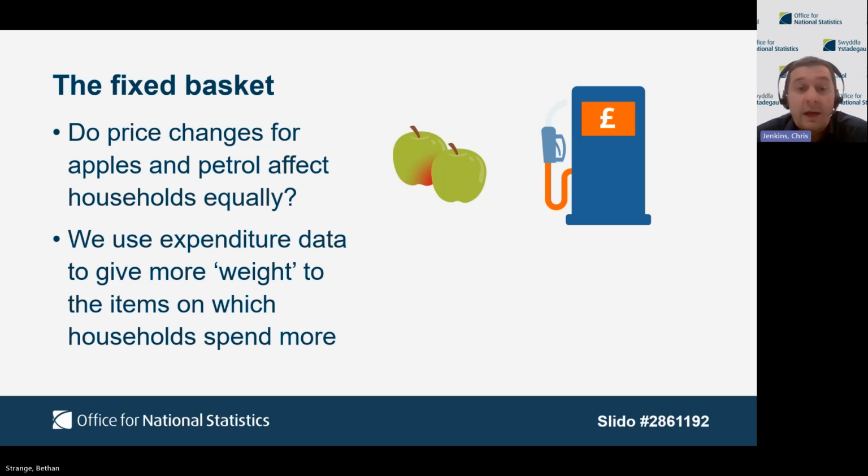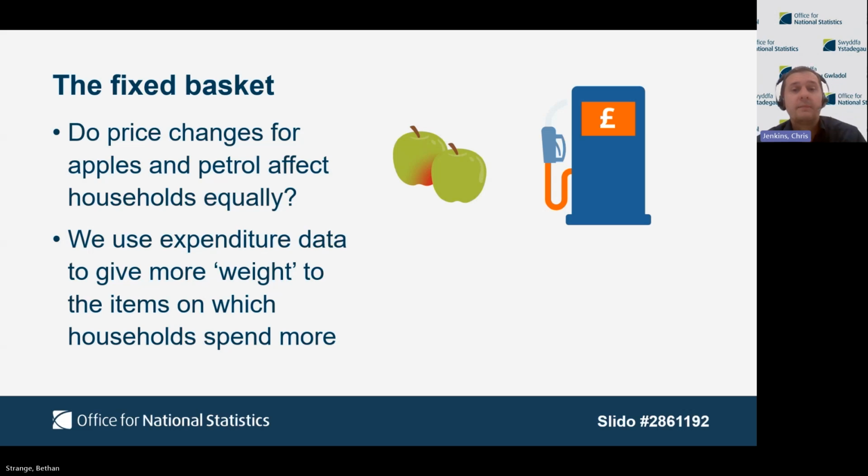We try to reflect the relative importance of what people consume within our virtual basket by the use of weights. So for example, if we spend more on one item than another, such as spending more on petrol than apples, then we would expect a change in the price of petrol to have a bigger impact on overall inflation than that for apples. And we do this by weighting the items in the basket according to the expenditure.